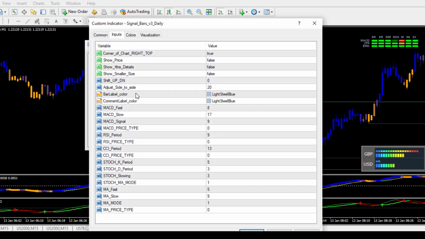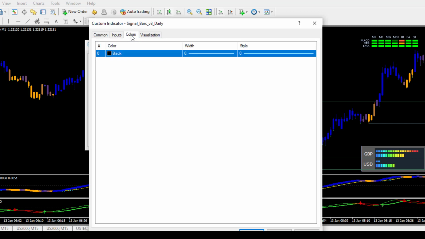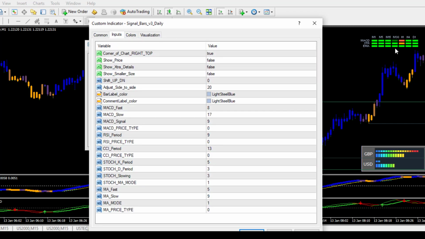So the other indicator here is what we call the signal bars indicator. So this is just how I set it up. If you want it to show other values, you can turn it on, like show price. You are going to see the price here. Extra detail, you are going to see everything, but I don't want it. Once you are done, just click OK, and you are going to have it here.